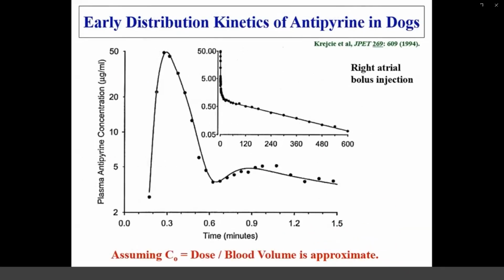Many PBPK studies involve IV doses where the assumption is that C0 is dose divided by blood volume or plasma volume. This slide is showing antipyrine concentrations in the minute after right atrial injection of the drug. So one sees this waveform. It takes a minute before the initial circulation results. Later, you see the typical polyexponential decline in the drug concentrations.